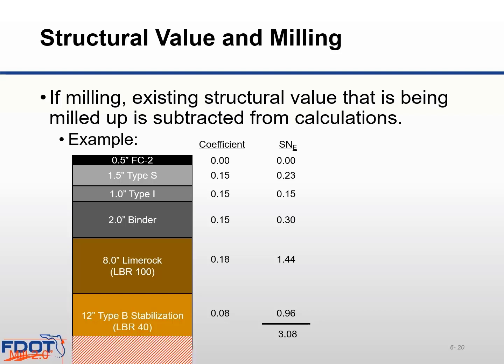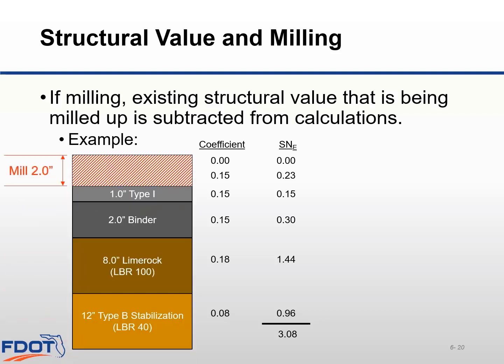So let's say that we're going to mill 2 inches of this pavement. If we remove 2 inches of the existing pavement structure, we can no longer account for that structural value in our existing structural number. So we need to subtract that value out. So first we find out what the total structural value of our milled layer is. In this case, it's 0 plus 0.23. So a total value of 0.23 is what we are removing by milling.